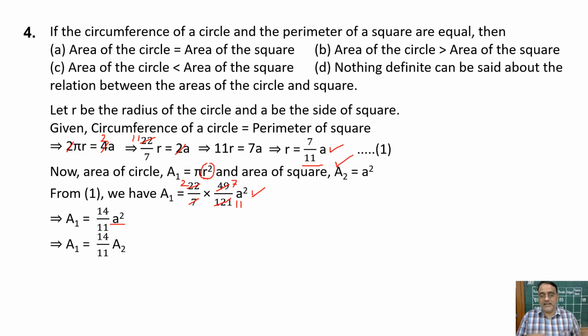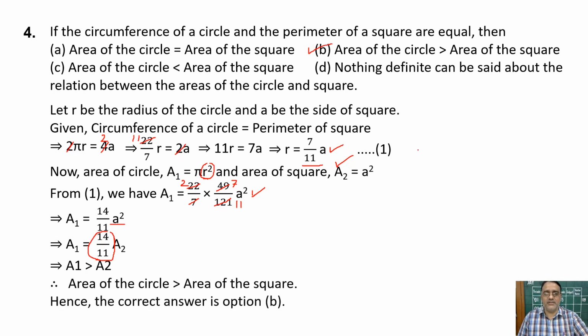That means A1 is bigger or A2 is bigger? Which is greater, A1 or A2? A2. How A2? 14 upon 11 is more than 1, right? 14 upon 11 is more than 1. So that means A1 is greater than A2. Right? A1 is the area of circle, which is greater than the area of square. So which option is the correct one? Option B. Right? Any doubt in this question?